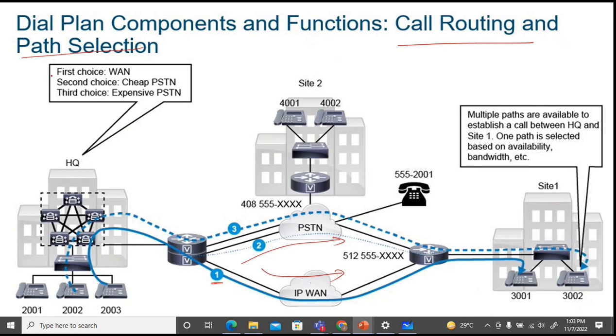Okay, so first choice, second choice, third choice. This is what we have to configure: primary, secondary, tertiary, path selection, or call routing. So first, let's say, is the IP WAN. Second choice is the cheaper PSTN, and third choice is the expensive PSTN. So based on the requirement, it can be cost, budget, bandwidth, or speed, anything. We can set the choices here for path selection. As we can see, we have IP WAN as the first choice. Then we have a cheaper PSTN for the second choice if the IP WAN fails. If the IP WAN and the cheap PSTN fail also, then the third choice is an expensive PSTN.